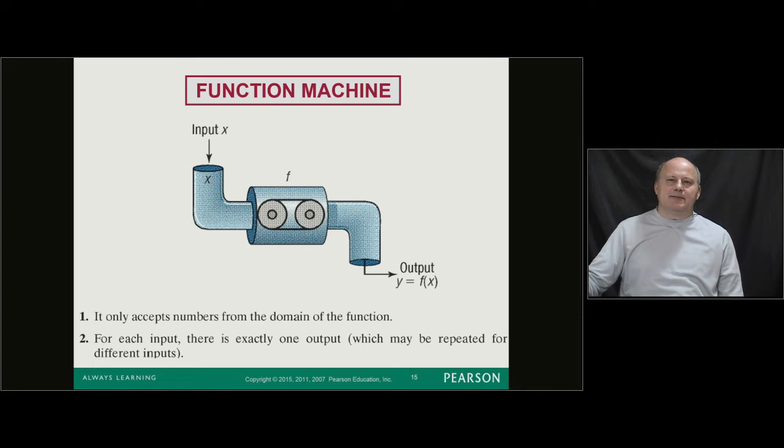So a function is like a machine. You put a number in for the x. The function's rule depends on what is being put in. The pulleys inside depend on what is being put in. So you put a number in, and depending on what the function's rule is, it'll give you a certain output. It only accepts numbers from the domain of that function, though. So remember that 1 over x would not accept 0.